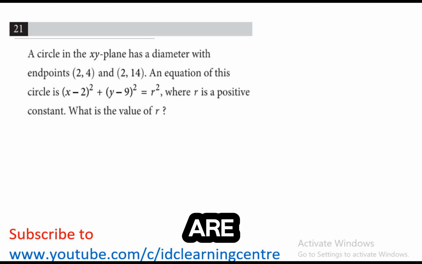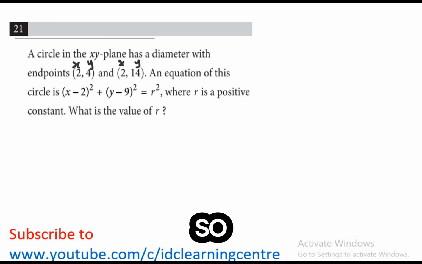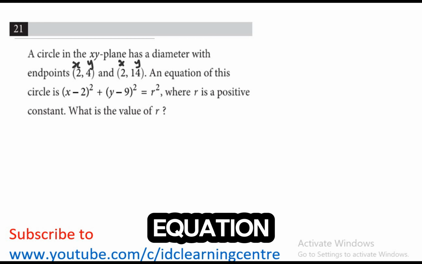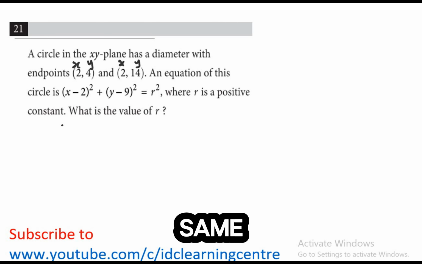These endpoints are coordinates on that circle, which is a coordinate of x and y. So I can represent this with x, y, and this also x, y. So each of these coordinates is a coordinate of x and y. I'll just plug it in directly into the equation. I'll use the first coordinates. If you use the second coordinate, you'll get the same value for your r.